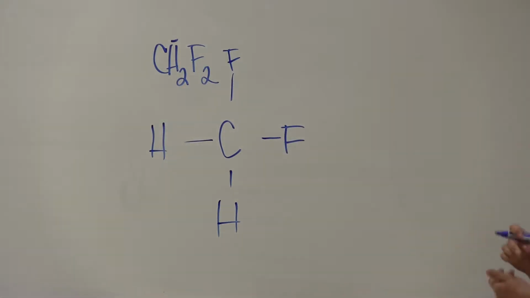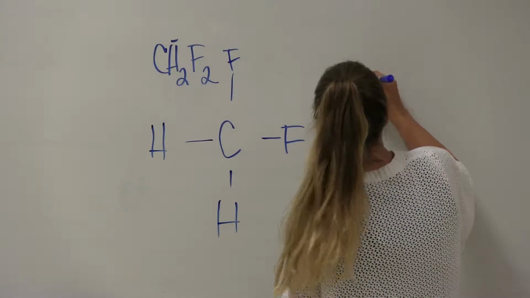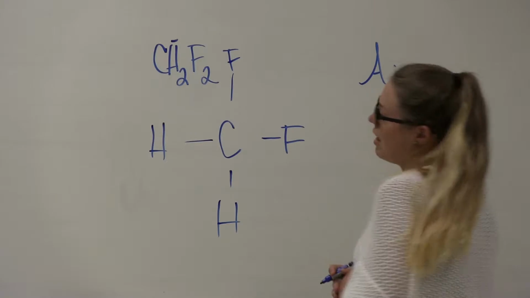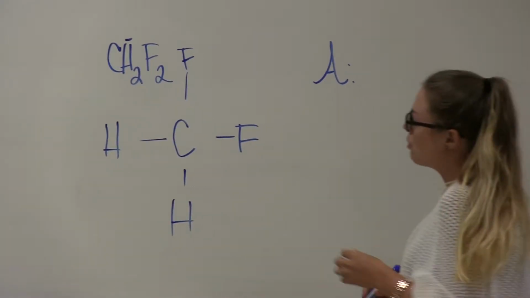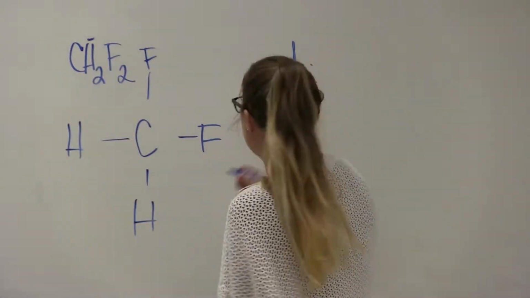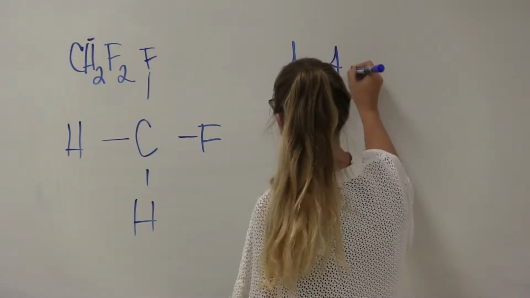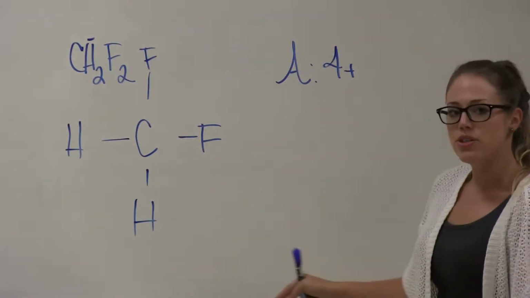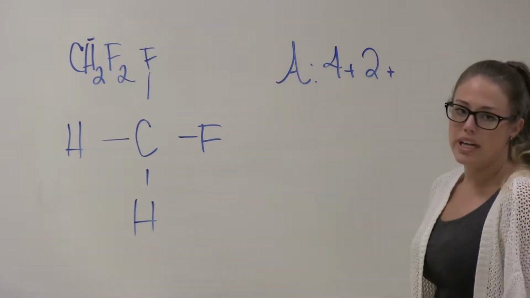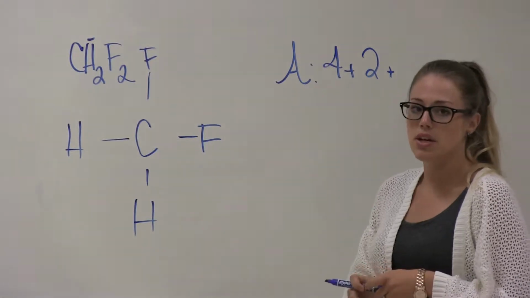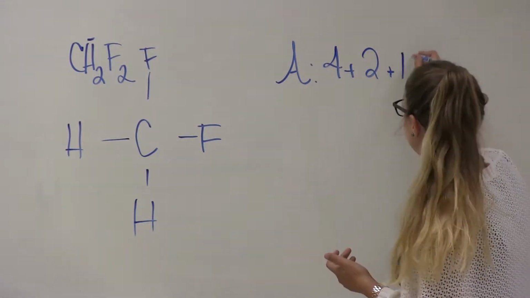Now we need to figure out how many valence electrons we currently have drawn on the board, so we need to figure out how many electrons we have available. That's done by adding up the valence electrons. Carbon is in column 4 in the periodic table, so it's got 4 valence electrons, plus we've got 2 hydrogens, each with 1 valence electron, so plus 2, and each of these fluorines has 7 valence electrons. If they've got 7, that's 14.